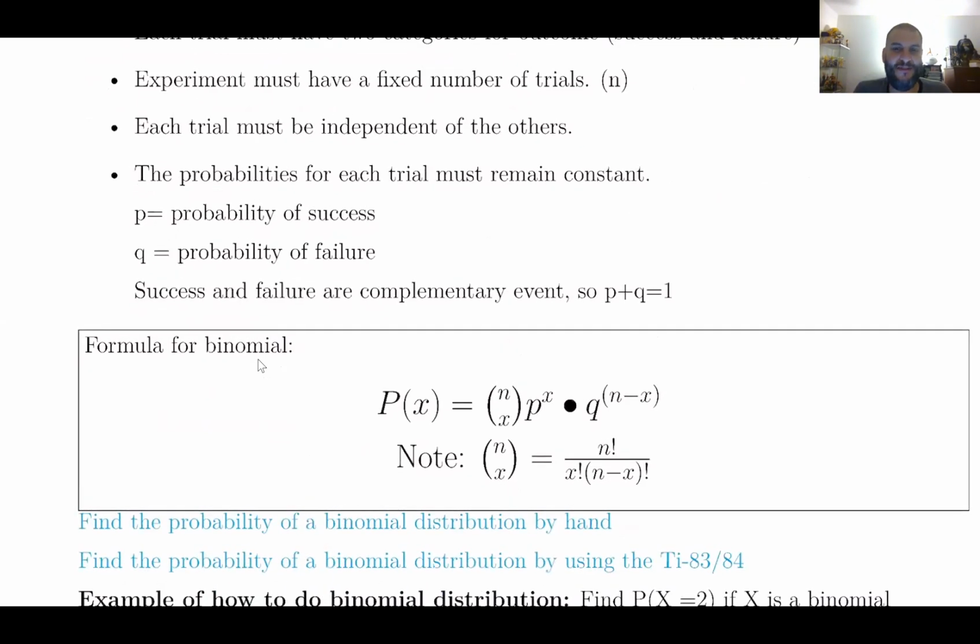All right, so here goes the formula. Before I show you the formula, I'm going to go through how we do it in chapter 5 with the multiplication rule, and then how we could do it now with the binomial distribution.